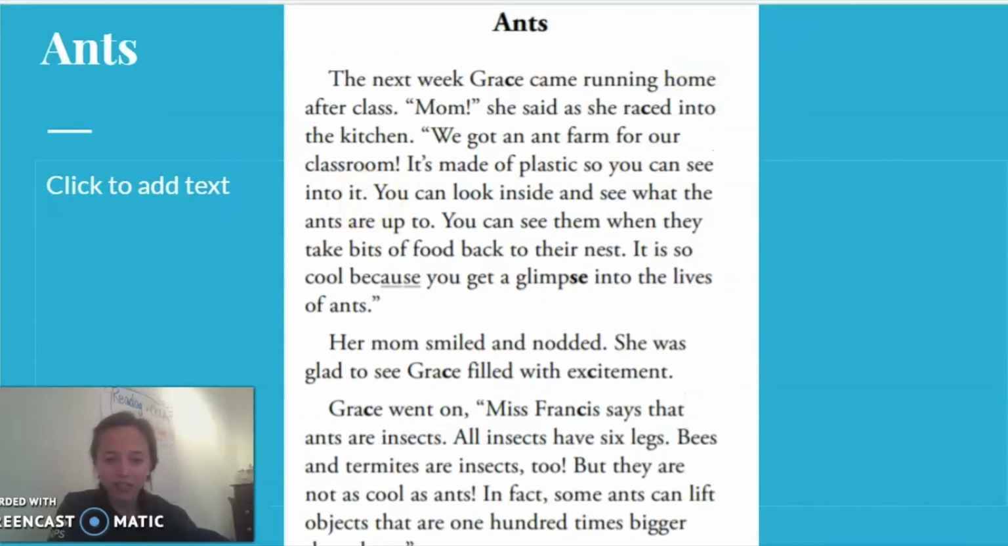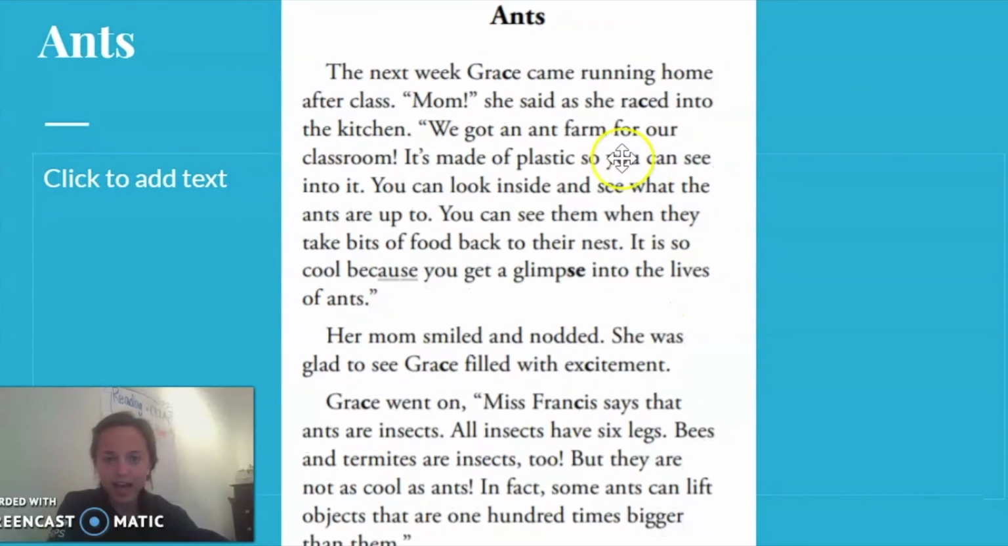As always, I will read this story to you first, then we will echo read, and then you will read. Ants. The next week, Grace came running home after class. "Mom," she said as she raced into the kitchen, "we got an ant farm for our classroom. It's made of plastic, so you can see into it. You can look inside and see what the ants are up to. You can see them when they take bits of food back to their nest. It is so cool because you get a glimpse into the lives of ants." Her mom smiled and nodded. She was glad to see Grace filled with excitement.